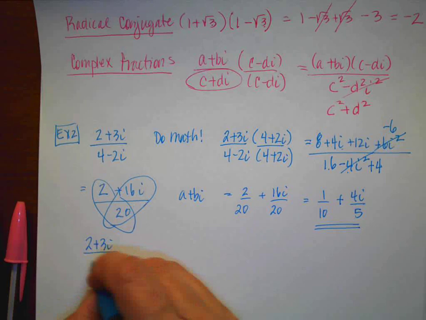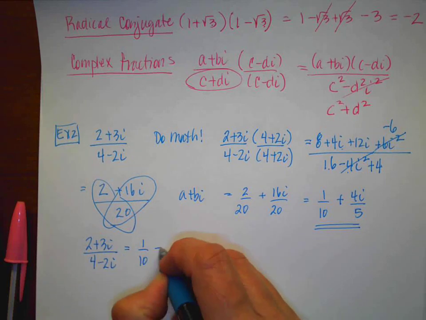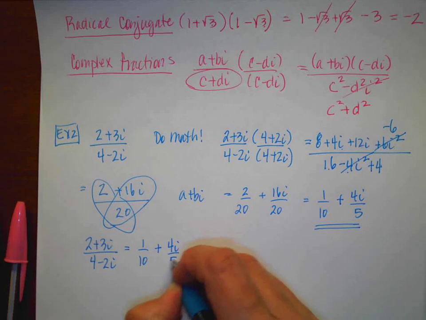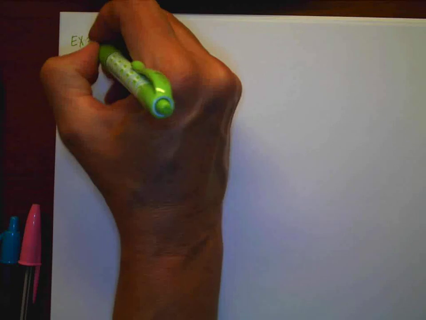Alrighty, and then if you reported it well, you would say 2 plus 3i over 4 minus 2i is going to equal 1 over 10 plus 4i over 5. Alrighty, so that was pretty nice. So now let's do an example just because we can with a radical conjugate.